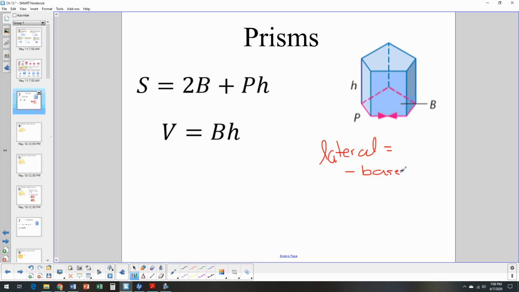Just telling you this, we're not going to really need to know it, but it's important to see these kinds of things. So surface area of a prism is 2B plus PH, and this B stands for area of the base. So we have to identify what the base is in order to find the area of it. The P stands for the perimeter of the base, and H is the height. We're going to define the height as the distance between the two bases. Volume is actually much simpler. It's just going to be area of the base times the height.